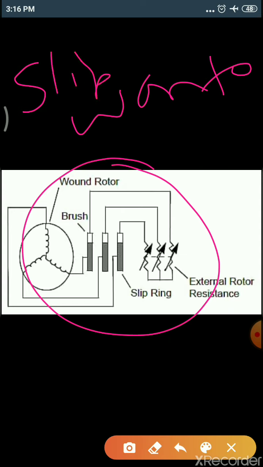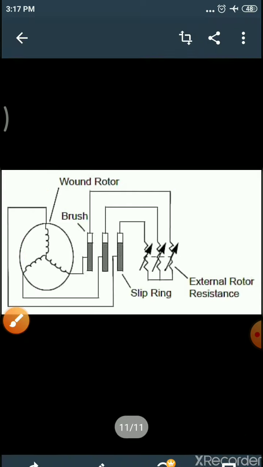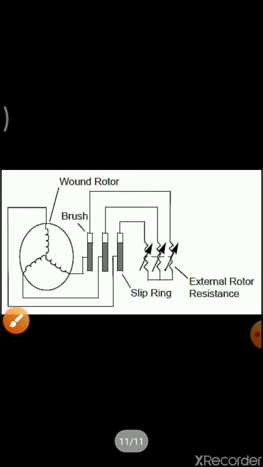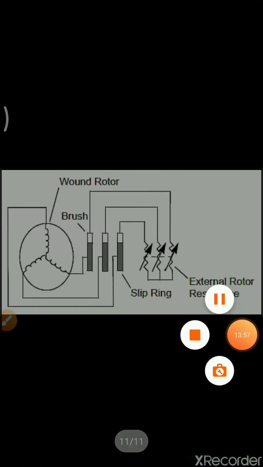As we have said, the external resistances are used during the starting period only. When the motor attains its normal speed, the three brushes are short circuited so that the wound rotor runs like a squirrel cage rotor. You remember this point. I hope you have got this. We'll see the animation of how it works.